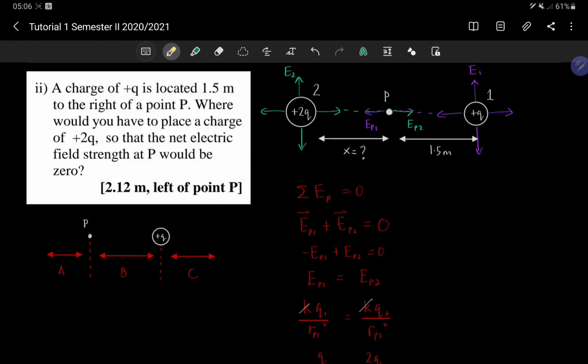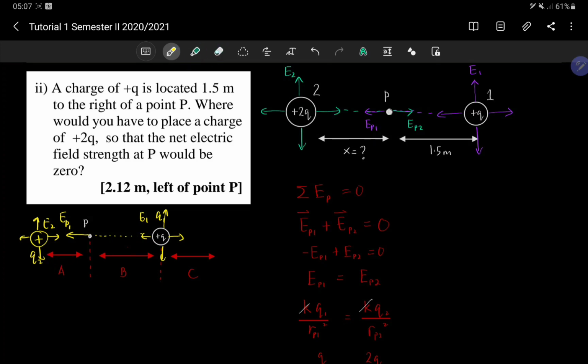Let me show you. By locating the 2Q charge at A, this is Q2 and this is Q1. Q2 equals positive 2Q, and the magnitude is 2Q. Based on this, Q1 is a positive charge, so the direction of E1 is like this. This is E1. By elongating the line, E1 is directed to the left. That one is E on P by 1. By locating Q2 at A, this is the E produced by Q2. That one is E2.